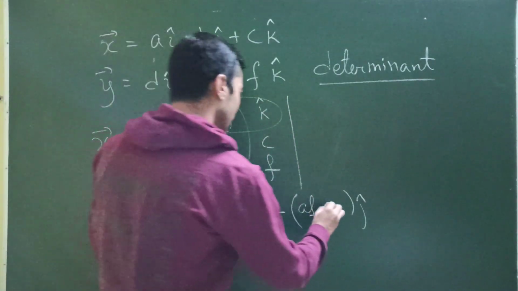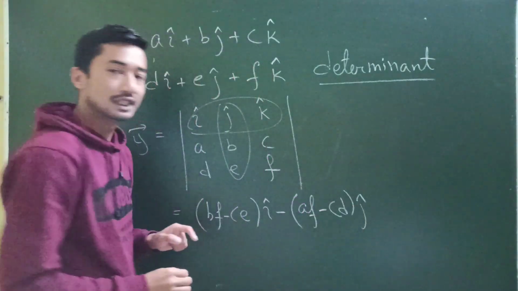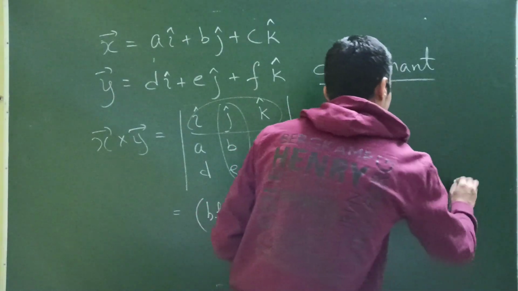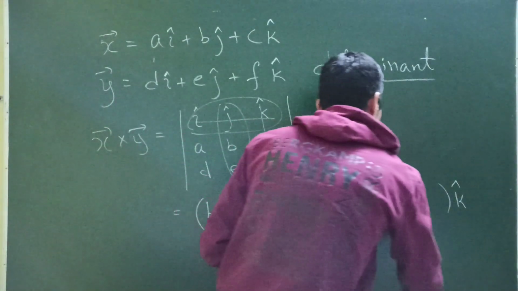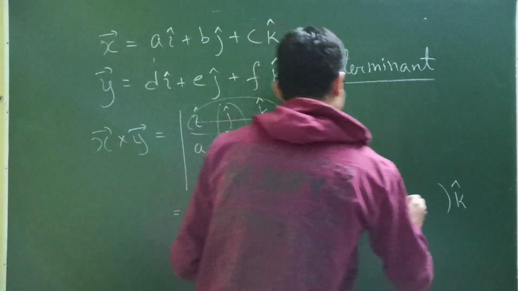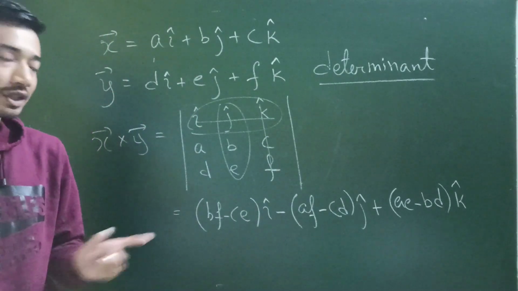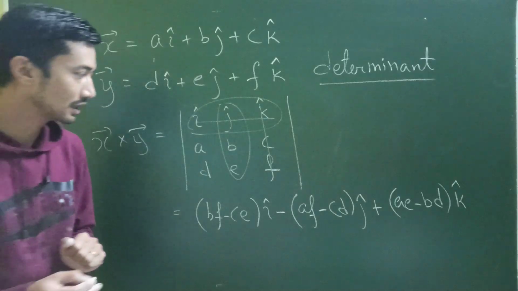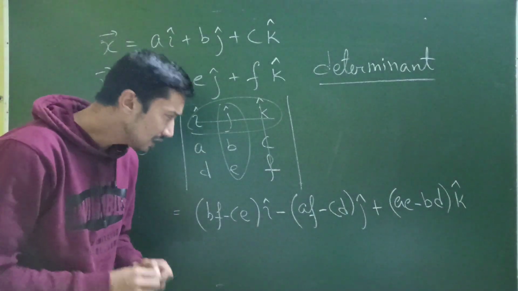c into d, right? A, B, C, this was D. C into D, right? Plus, finally, k. So ignore this and this. So that's going to be a into e minus b into d. So the same concept of determinants we'll be using to find out the vector cross product of two vectors without using the value of theta.